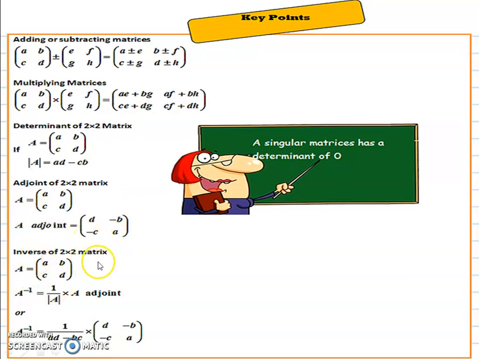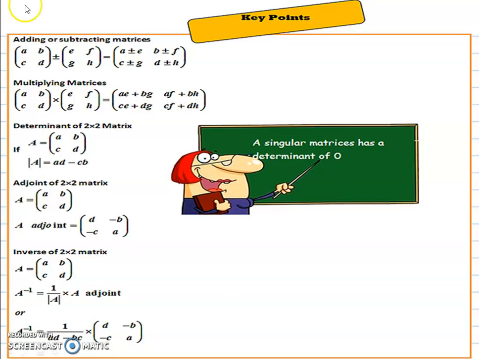Now the inverse of a 2 by 2 matrix. That is the best way. We must find A is equal to ABCD, the given matrix. Now A inverse is defined by 1 upon modulus of A into adjoint of A. Here the adjoint is defined by D, minus B, minus C, A, that is interchange of the diagonal elements and change of the sign of the other diagonal elements. Then our A inverse is equal to 1 upon AD minus BC, that is the determinant of A, into D, minus B, minus C, A. So that is an important topic we have to discuss.